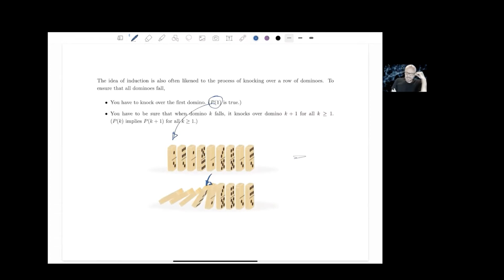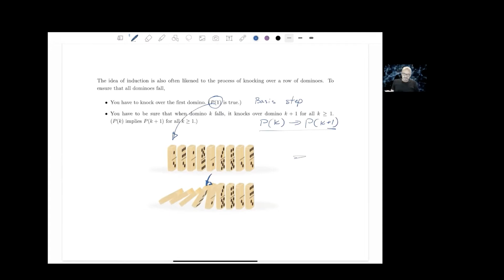That's what's called the inductive step. So if I have these two steps, the basis step and what's called the inductive step, that is, if I knock over the kth domino, then the k plus first domino is going to be knocked over as well. That's called the inductive step. Then what we conclude from this is that all dominoes will be knocked over. Okay, so that's the principle of induction.